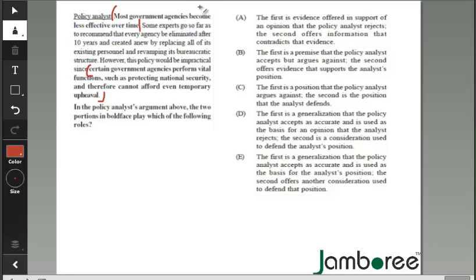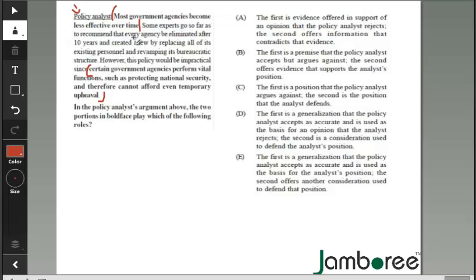Moreover, keep an eye out for this, most government agencies become. It is also a generalization, right? So just read further. The author is a policy analyst, so we also know who the author is. Most government agencies become less effective over time. He's just giving this out as a statement, not saying whether it's right or wrong. Then some experts go so far as to recommend that every agency be eliminated after 10 years and created anew by replacing all of its existing personnel and revamping its bureaucratic structure.